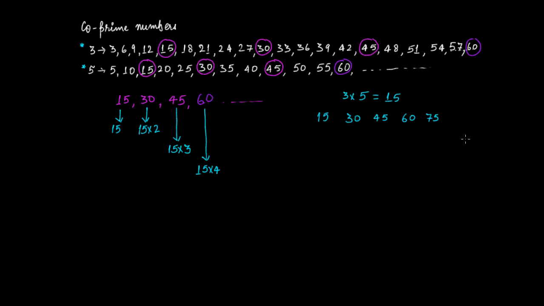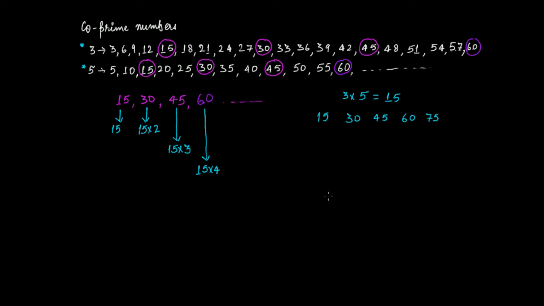The point is two: that the first common multiple will be the product of 3 and 5, that is, the two co-prime numbers. And then you can find other common multiples of co-prime numbers by the pattern: the next common multiple will be twice of the first one, the third one will be thrice of the first one, the fourth one will be 4 times of the first one, and the fifth common multiple will be 5 times of the first one. So this is a trend.